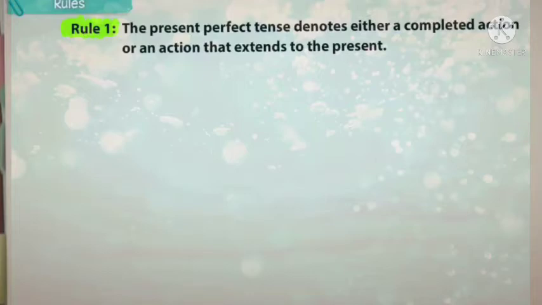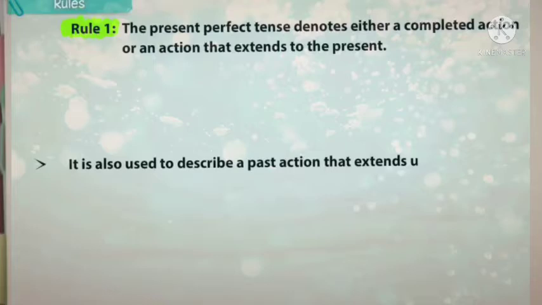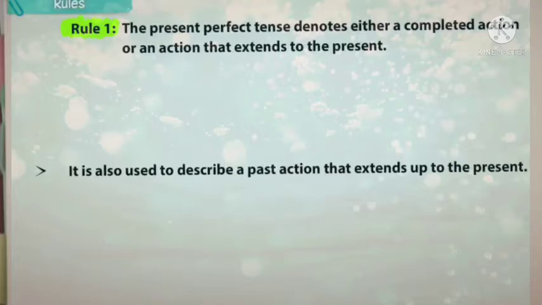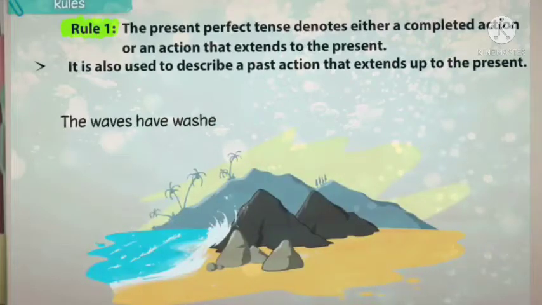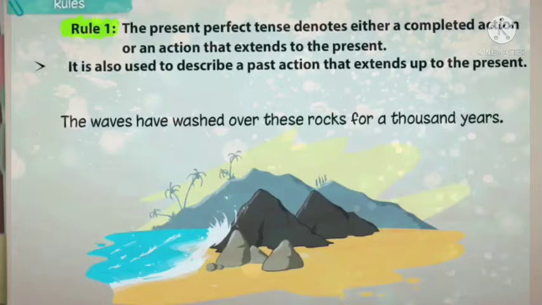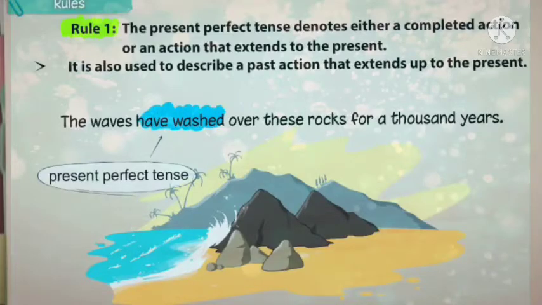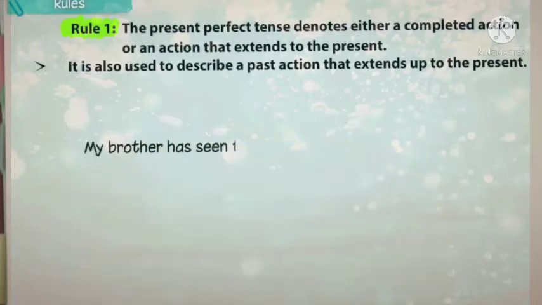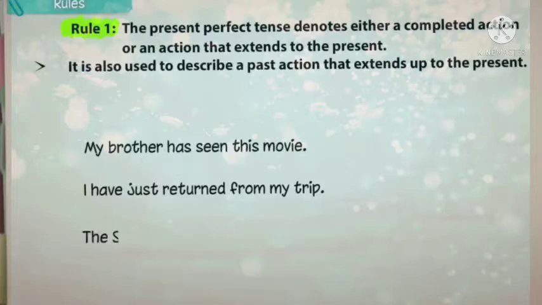The present perfect tense is also used to describe a past action that extends to the present. For instance, in this sentence, we use the present perfect tense have washed because the past action is still continuing in the present. Here are some more examples of the present perfect tense.